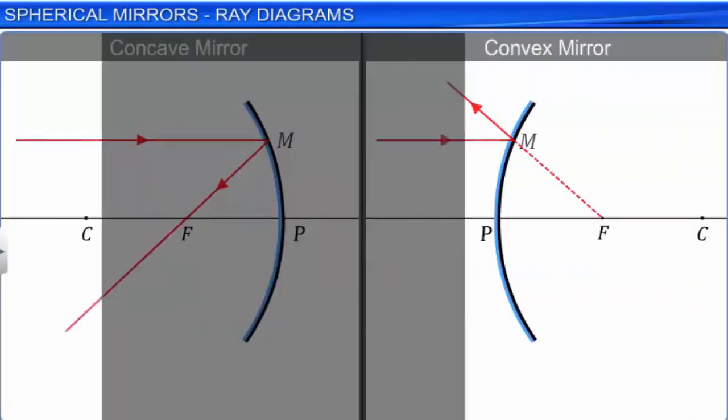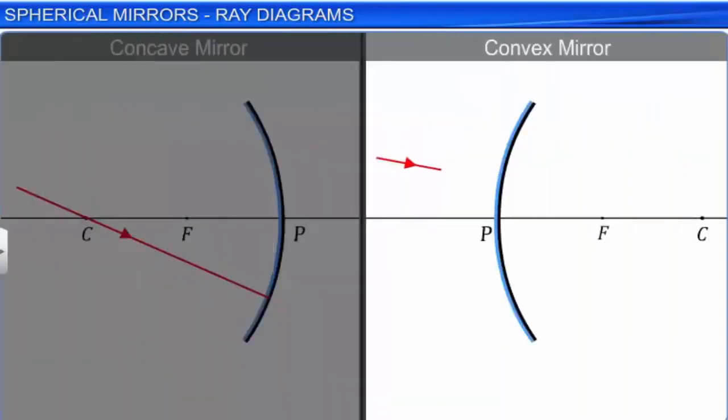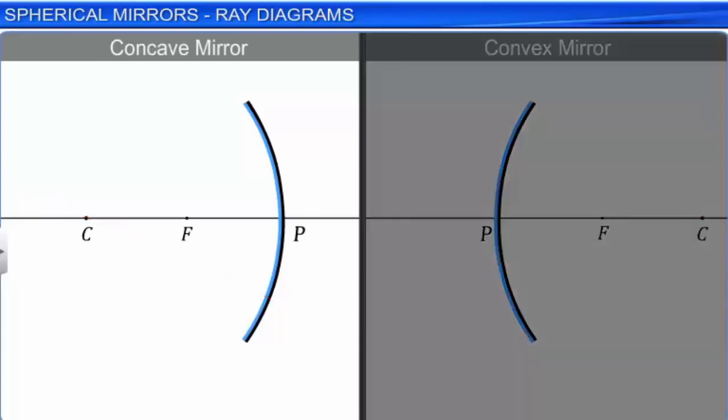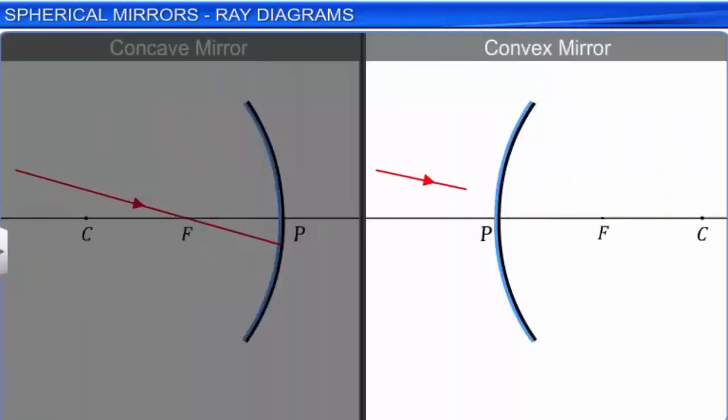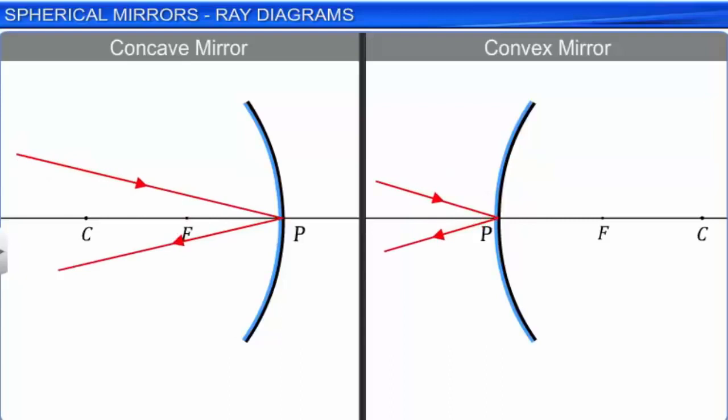2. If a ray of light initially passes through or appears to pass through the center of curvature C, then, after reflection, the ray retraces its path. 3. If a ray of light initially passes through or appears to pass through the principal focus F of the mirror, then, after reflection, the ray is parallel to the principal axis. 4. If a ray of light is incident at the pole, then the incident ray and reflected ray make identical angles with the principal axis.